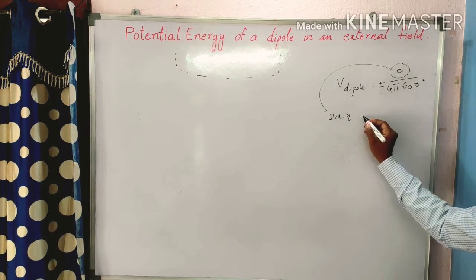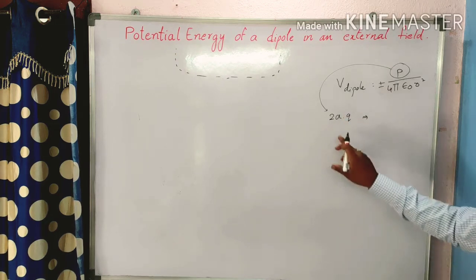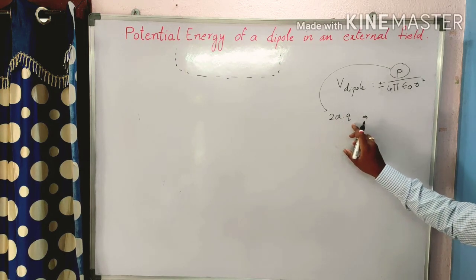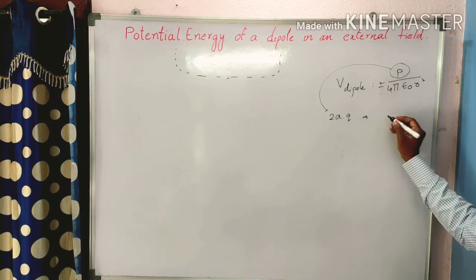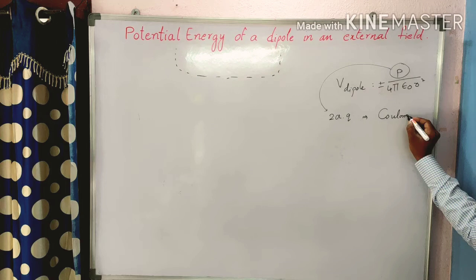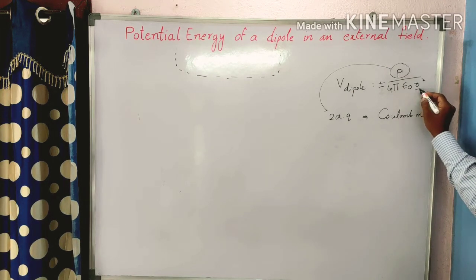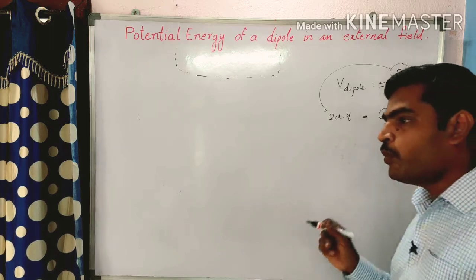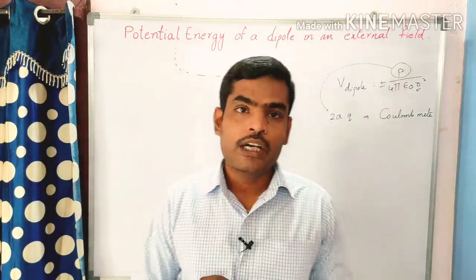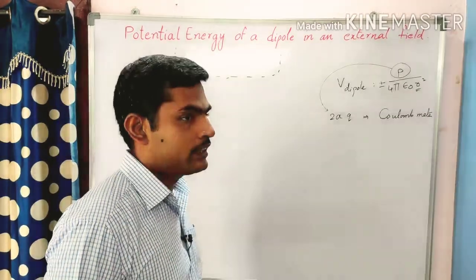You know the units of length of the dipole and charge. What are the units of dipole moment? Length is in meters, charge is in coulomb. Coulomb meter is the unit of dipole moment, and r is the distance of the point from the center of the dipole. This is what we learnt in our previous class.